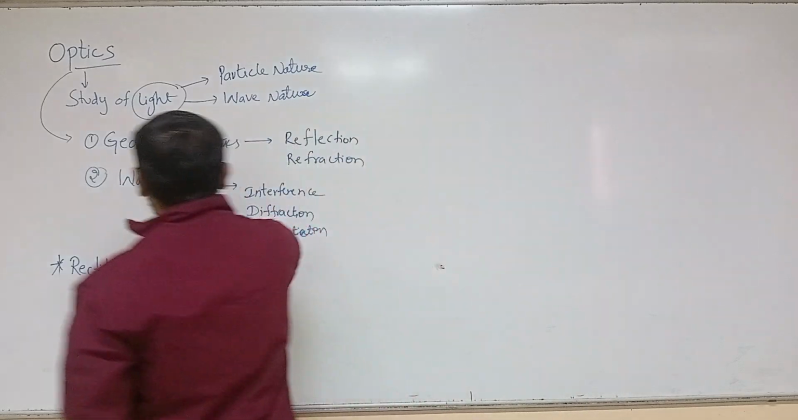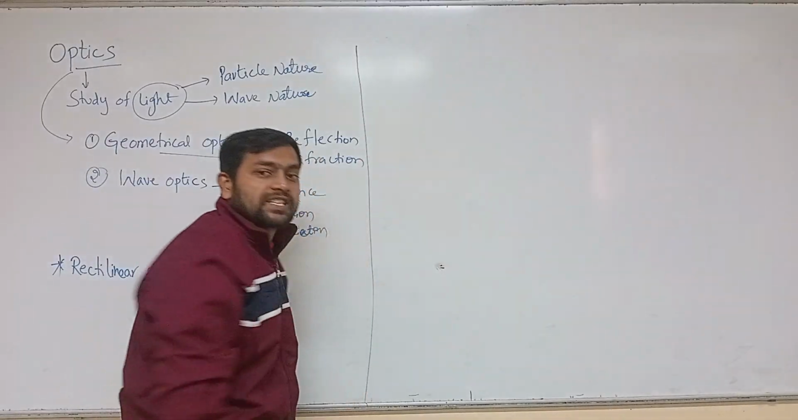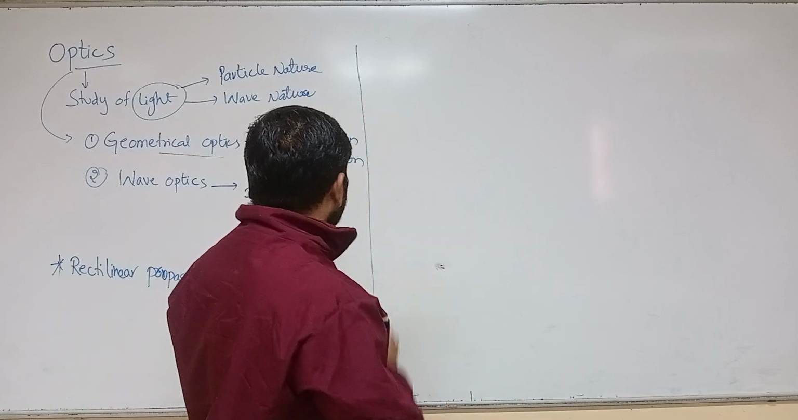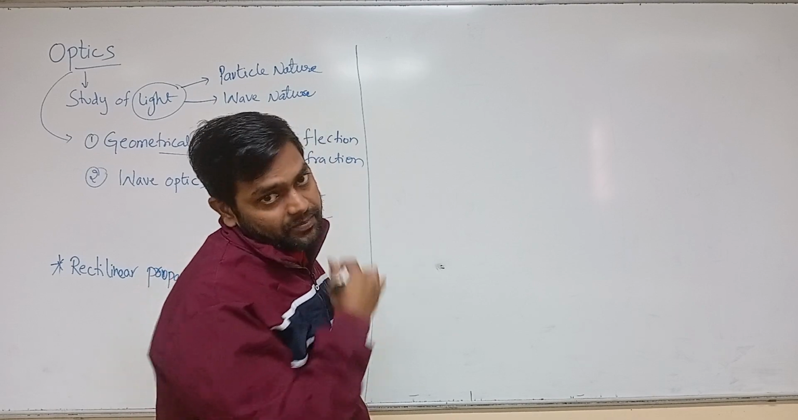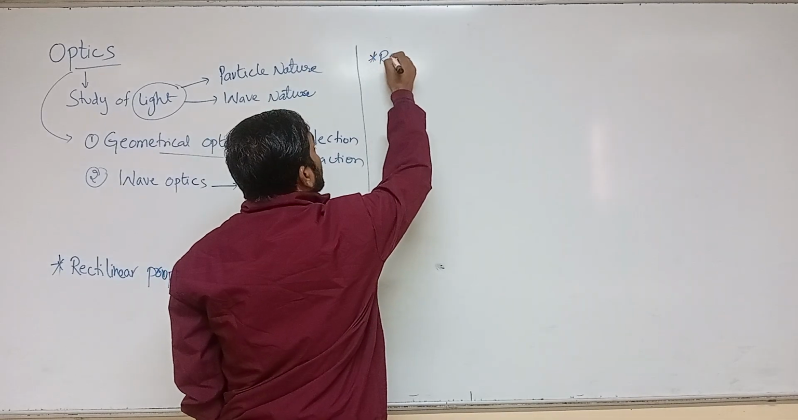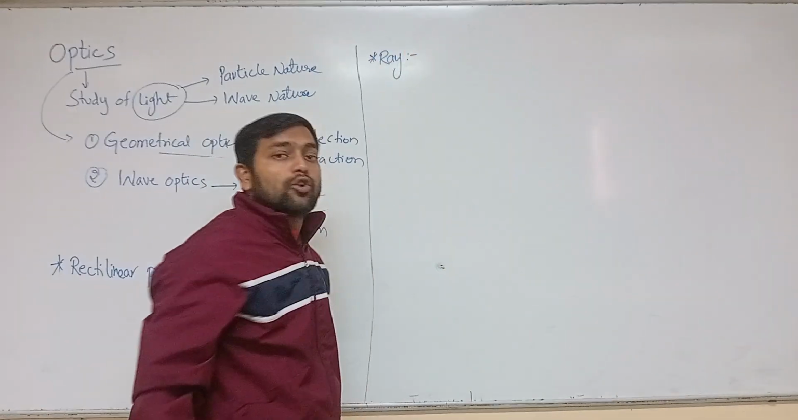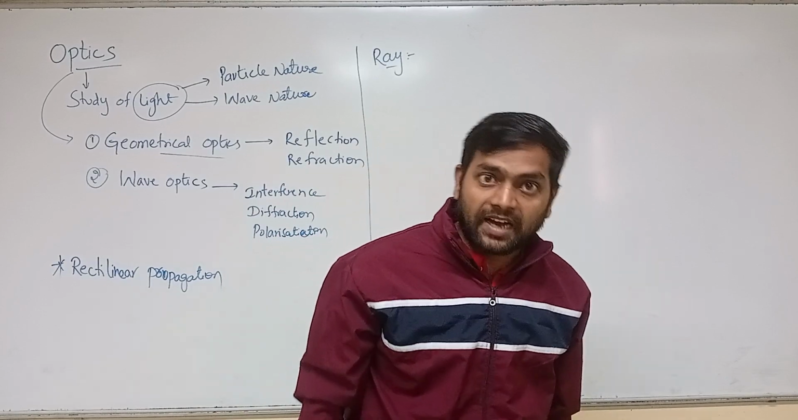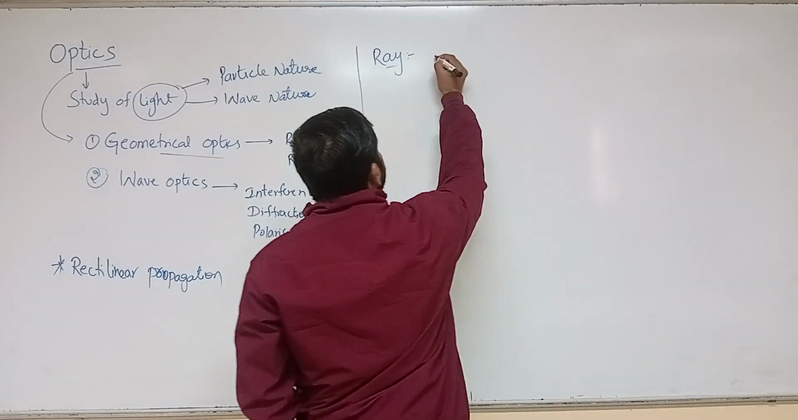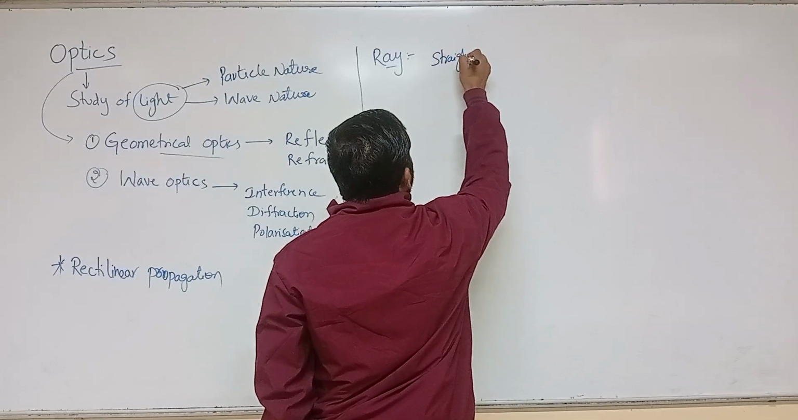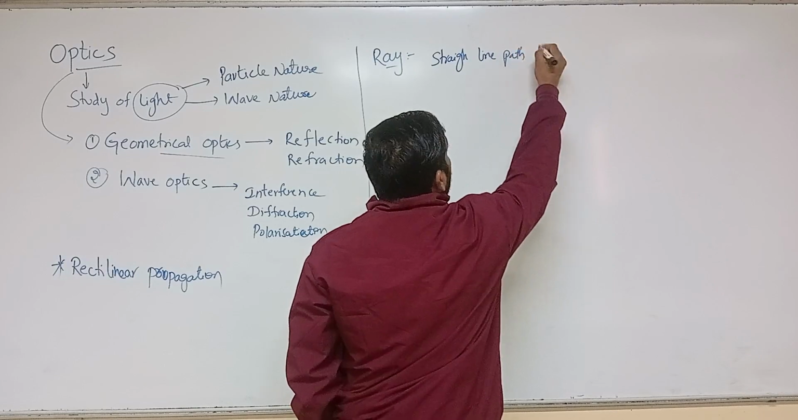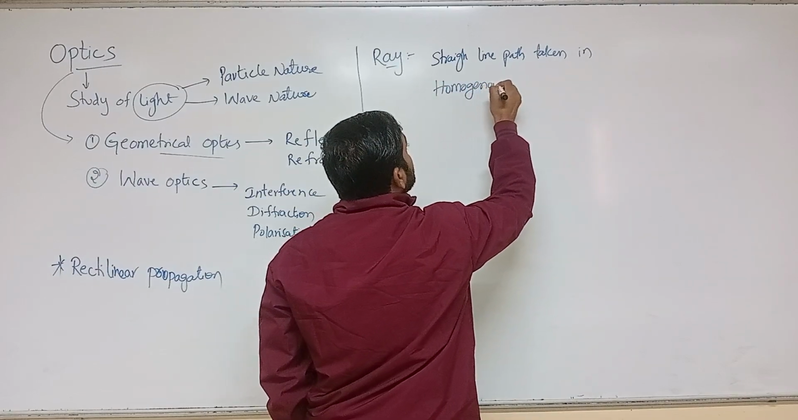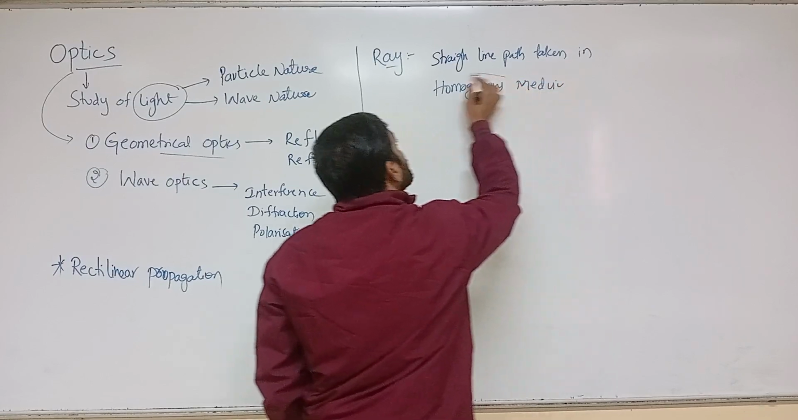So in geometrical optics, whenever we start, first we have to know some basic definitions of the terms we are going to use in this chapter. The first one is ray. What is a ray? A ray is the straight line path taken by light in a homogeneous medium, right? So what is a homogeneous medium?